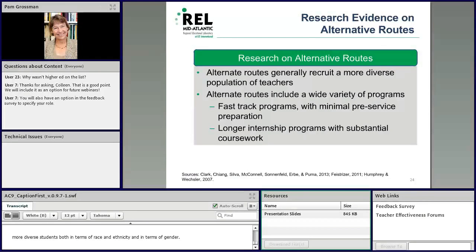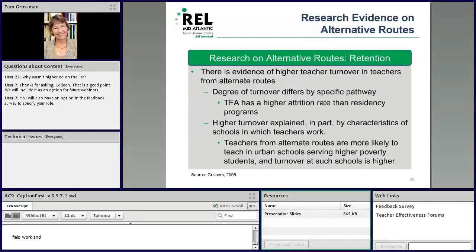Their alternative routes include, as I mentioned, this wide variety of programs. And so one of the cautionary notes about looking at this evidence is that they include everything from what we'll call fast-track programs that have very minimal pre-service preparation to much longer internship programs that have substantial coursework and substantial fieldwork and look a lot like some university-based programs.